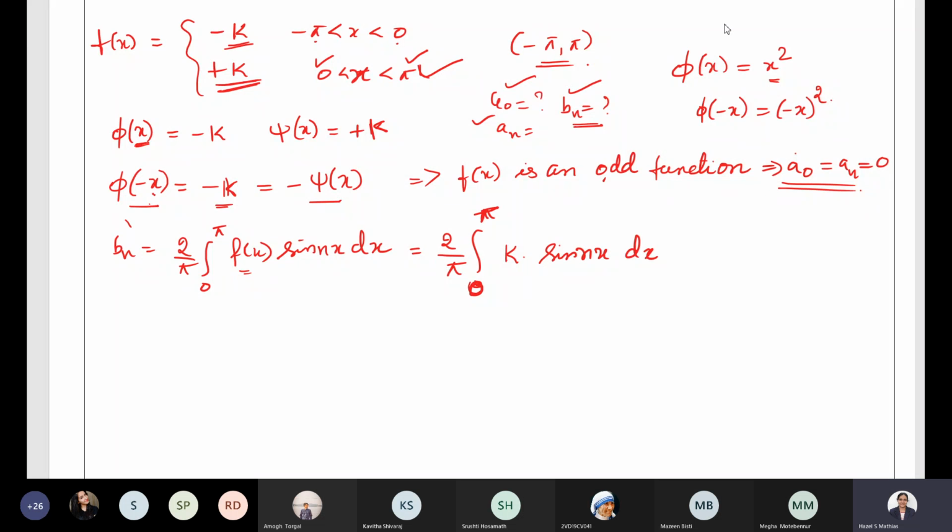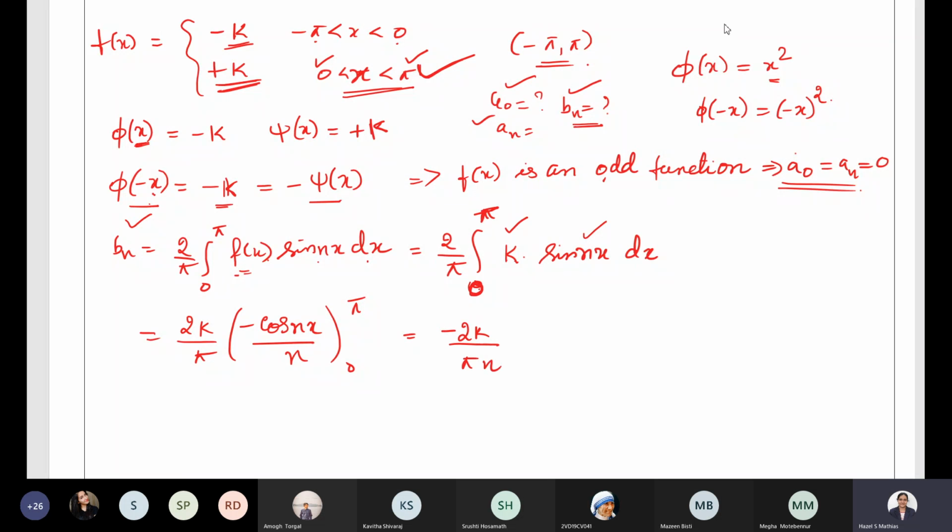We are finding the value of bn. It's 2 by pi, integral 0 to pi f of x sin nx dx. f of x is plus k because the limits are from 0 to pi. So integral 0 to pi of k sin nx dx. Now you need not apply Bernoulli's rule because k is a constant, so you can take it outside: 2k by pi, integral 0 to pi sin nx. Integration of sin nx is minus cos nx divided by n, with limits from 0 to pi. Taking n outside as well, it is minus 2k by pi n.